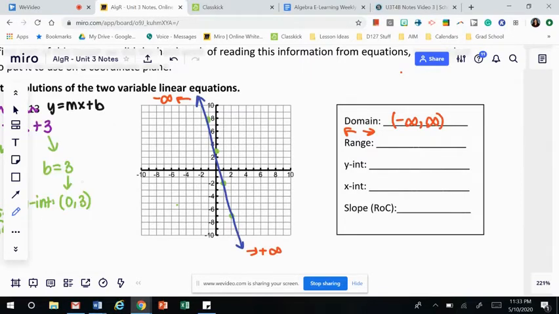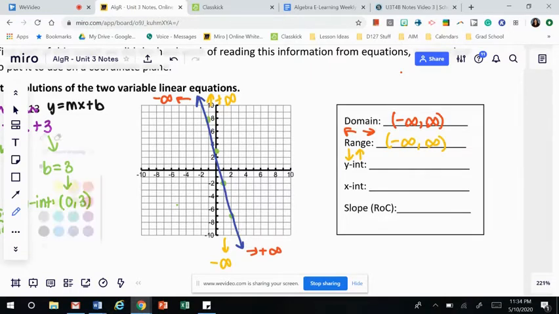Our range is what's happening with the graph from the bottom to the top. As our graph goes down, it's going down to negative infinity. And as we go upward, it's going to positive infinity. So our range is negative infinity to positive infinity. There are no holes in the graph, no breaks, so our domain and range is going to be negative infinity to positive infinity for every linear function as long as it is continuous from left to right.